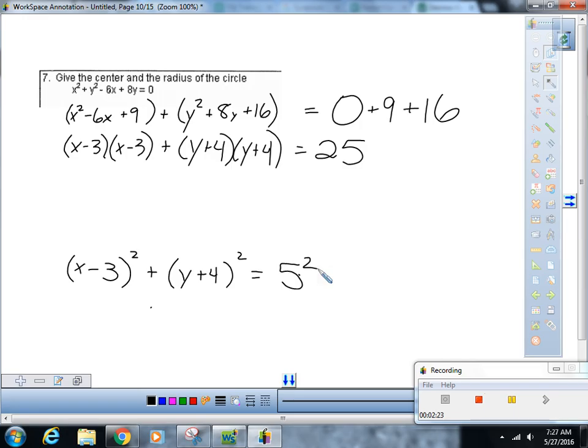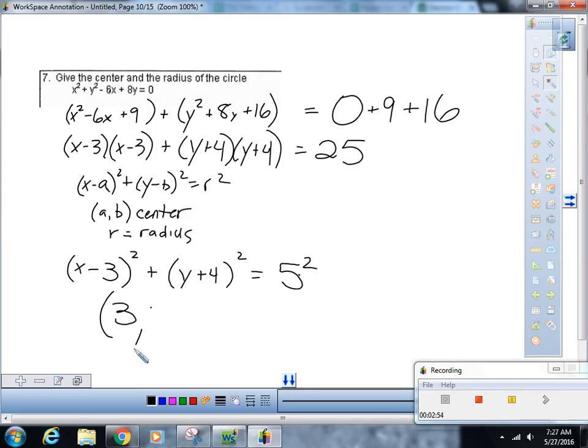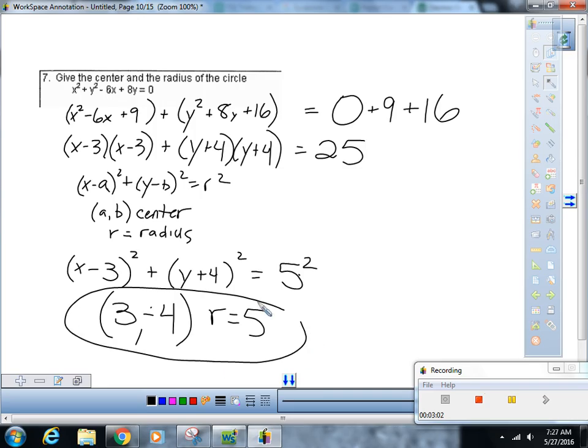Well, the standard equation for a circle is x minus a squared plus y minus b squared equals r squared, where (a, b) is the center, and r is the radius. So in this problem, our center is positive 3, negative 4, and our radius is 5. 3, 4, 5. Boom!